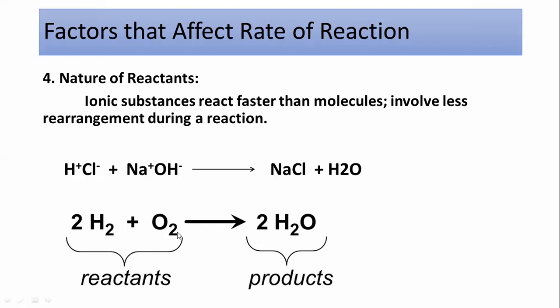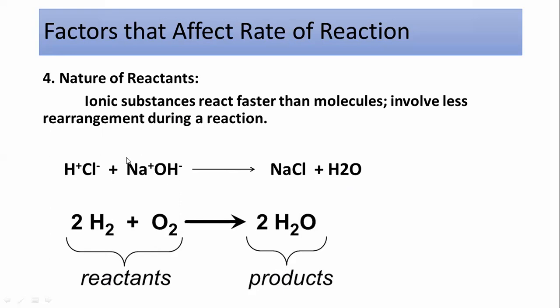Then the hydrogen will react with the oxygen to form the water molecule. So that's why these types of reactions are slow as compared to the ionic reactants. So you can say the rate of reaction in the case of ionic substances is faster as compared to the reactants which are present in the molecular form.